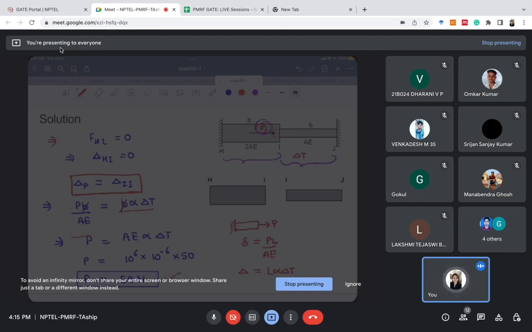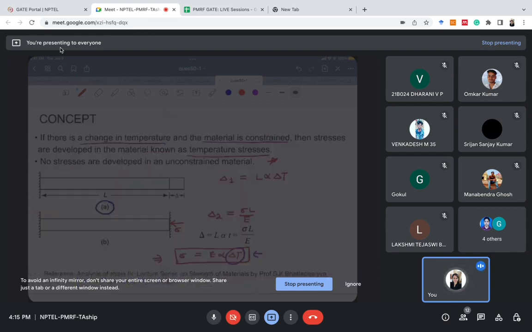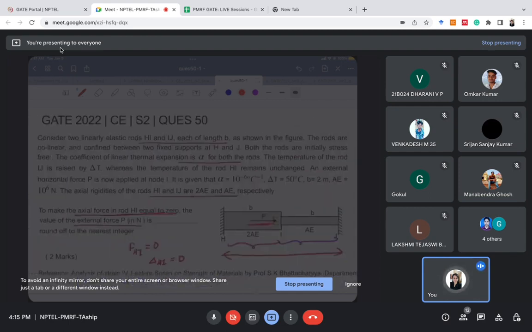Also you should keep in mind the units in which you have to give the answer. It is clearly written that you have to give the answer in Newton. If by chance you give it in kilonewton, your entire answer will be wrong, even if you have solved it correctly. So you should keep the units also in mind.